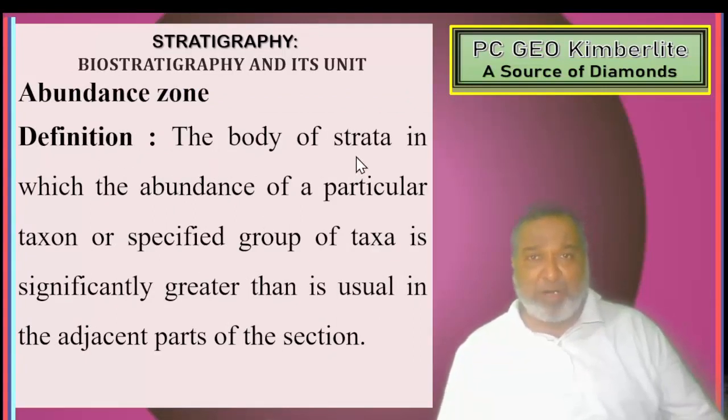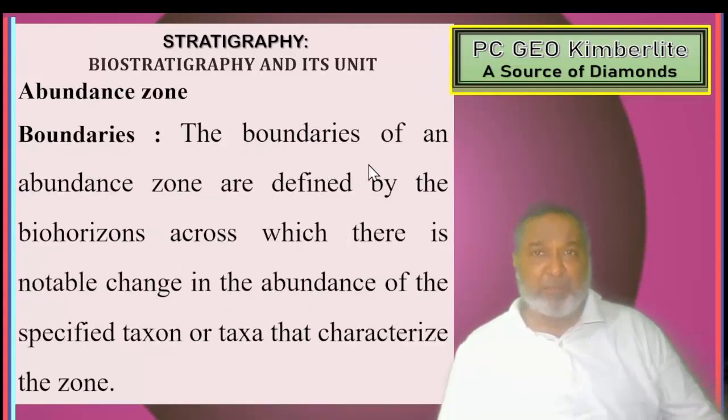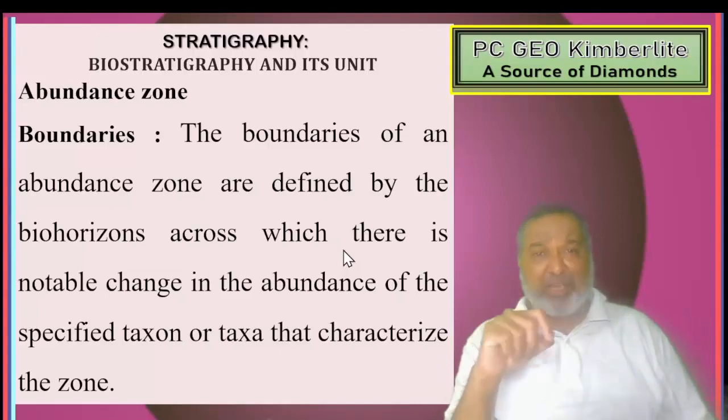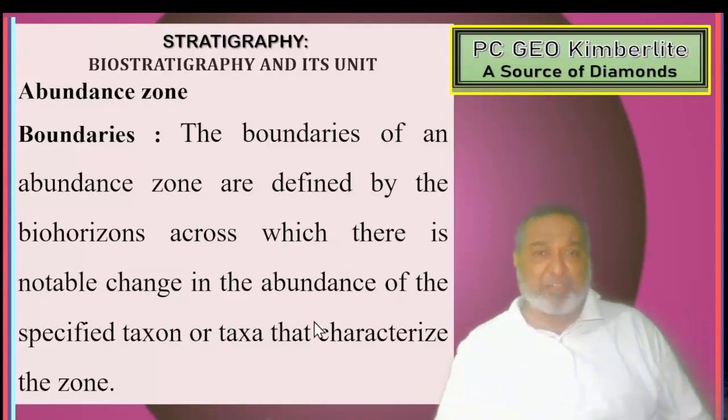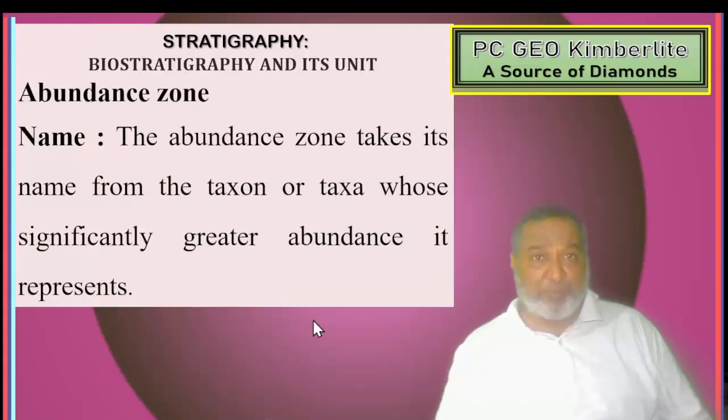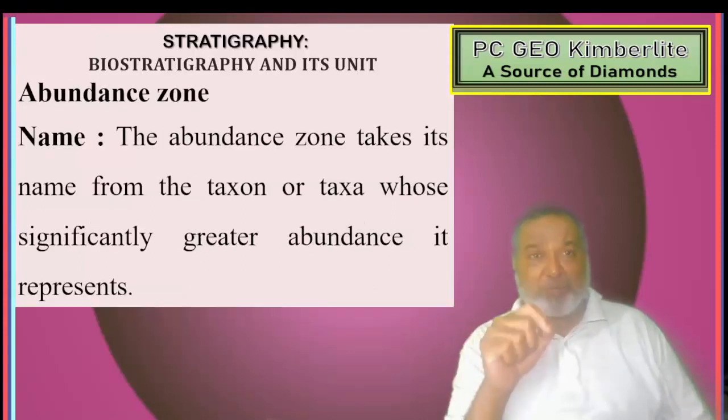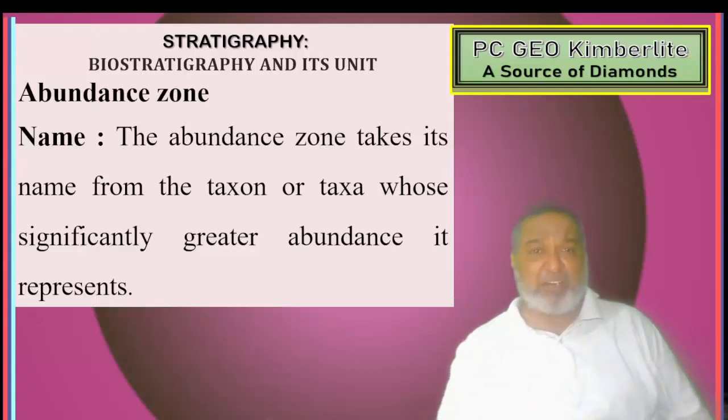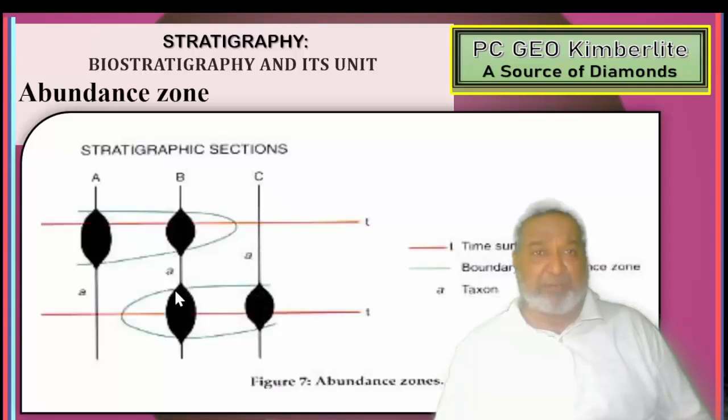Abundance zone: the body of strata in which the abundance of a particular taxon or specific group of taxa is significantly greater than in the adjacent part of the section. The boundaries of an abundance zone are defined by the biohorizons across which there is a notable change in the abundance of the specific taxon and taxa that characterize the zone. The abundance zone takes its name from the taxon or taxa whose significantly greater abundance it represents.